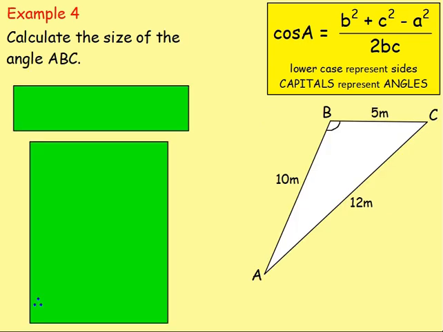Example 4, calculate the size of the angle ABC. So ABC is going from A to B to C, which is this angle here, the one that I have highlighted. Calissa, what's the matter? They're trying to confuse us again. How are they trying to confuse you, Calissa? They're putting in different letters. We want cos A in our formula, but the one we want to find is B.